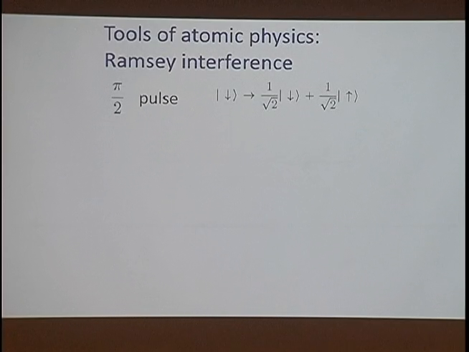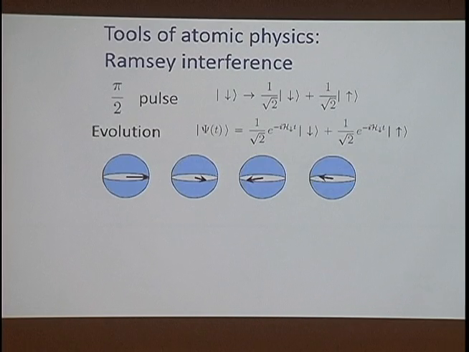It's actually one of the basic experiments in atomic physics. So think of a two-level system. It can be the ground and excited state of an electron. It can be two hyperfine states of an atom. Now we make what's known as a pi-half rotation. So we prepare the system, say, with spin down, and then we make a superposition of spin up and spin down states. And then we let the system evolve.